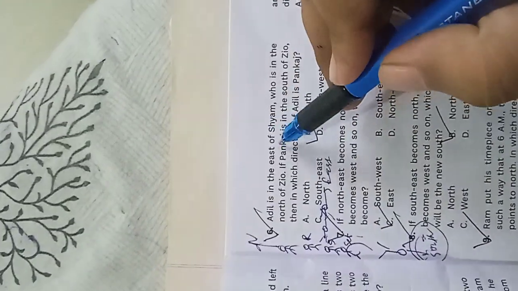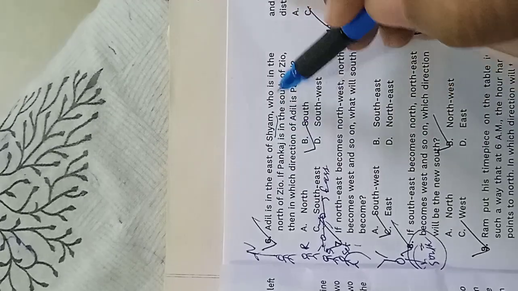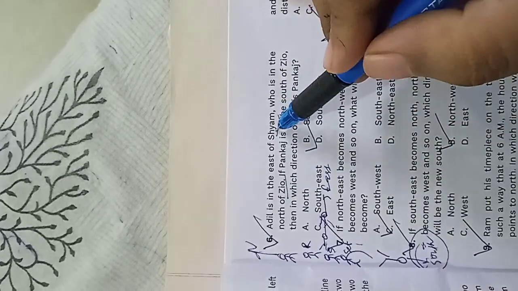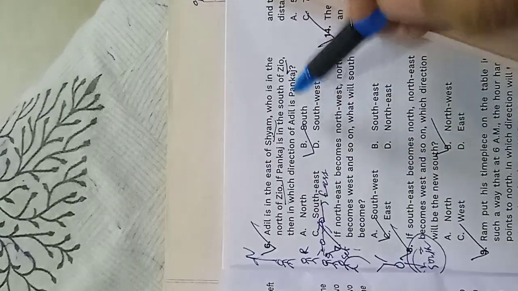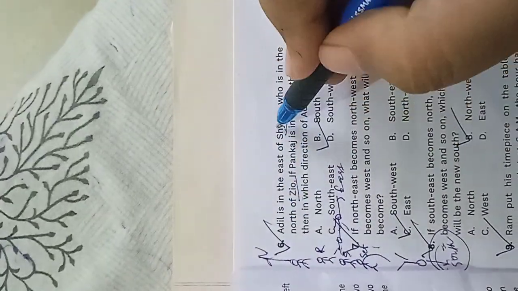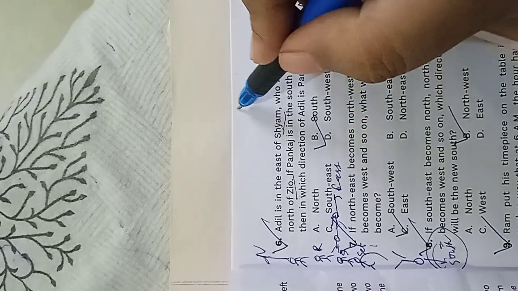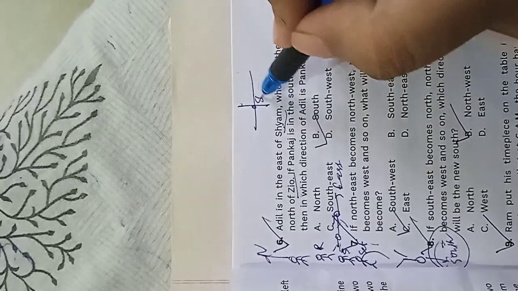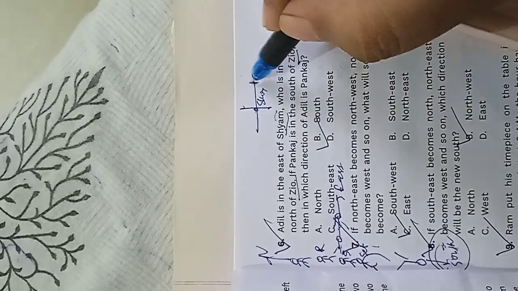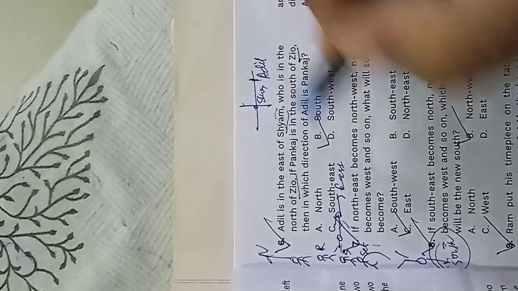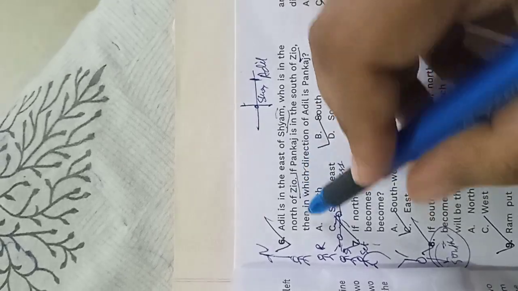In this question statement, Adil is in the east of Shyam, who is in the north of Zio. Shyam is north of Zio, Pankaj is in south of Zio. Which direction? Okay. Adil is in east of Shyam. First, you have to fix a point. Suppose this is Shyam. East of Shyam means east here direction. Adil is here.